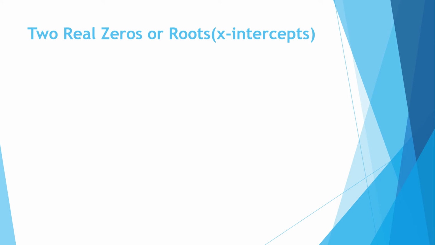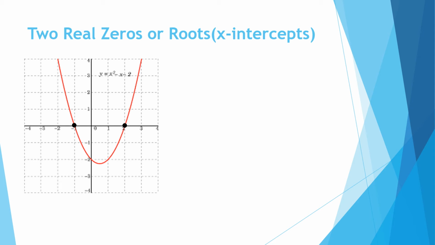Another thing that might happen is you might have two real zeros or roots or x-intercepts. So if you look at this graph right here, there are two points at which the graph hits the x-axis. So in this case, our x-intercepts or our zeros would be -1 and the other one would be +2.